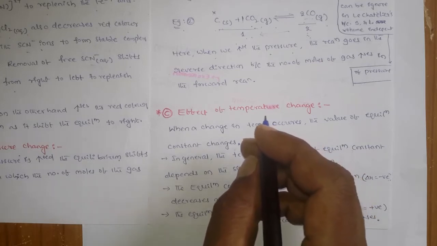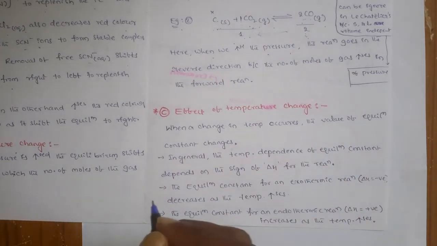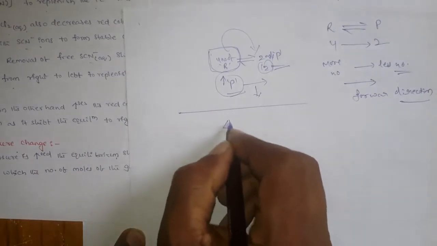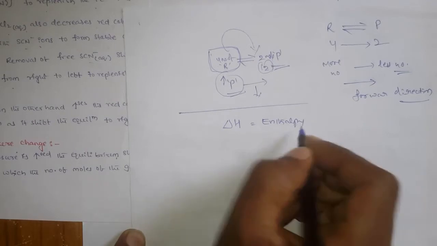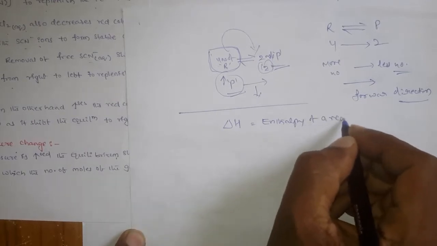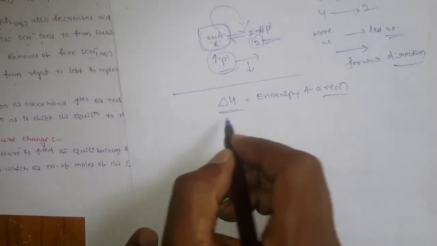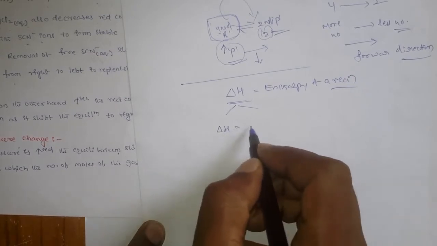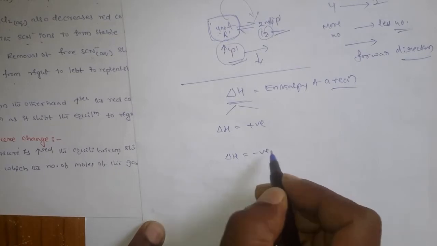You cannot say directly, it depends upon the delta H. Already you know that. What is the delta H? The delta H is nothing but the enthalpy of a reaction. You know that enthalpy has two different signs. Somewhere the delta H is positive and somewhere the delta H is negative.